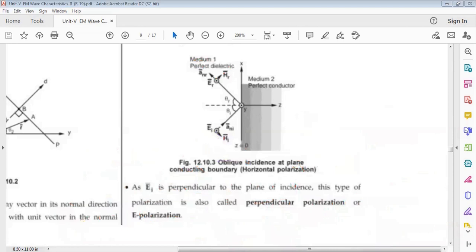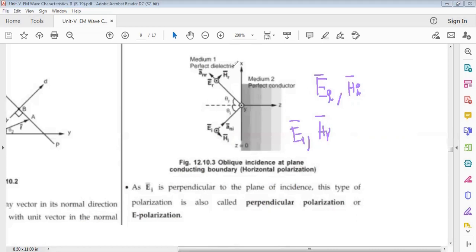Then finally we got the two equations, EI bar and HI bar from the incidence, and for the reflection HR bar and ER bar also we got the equations. Got it, my dear students?